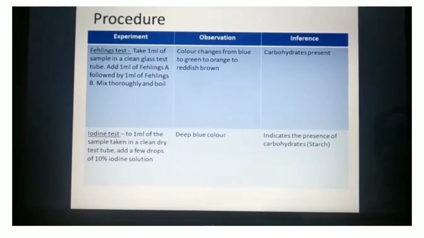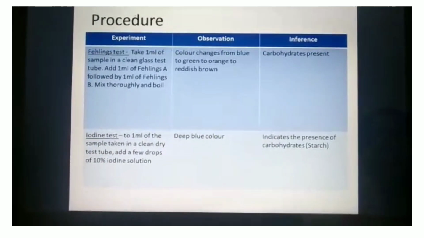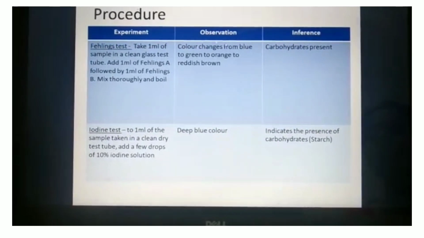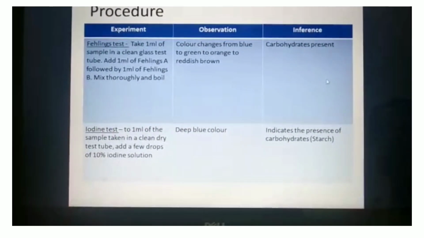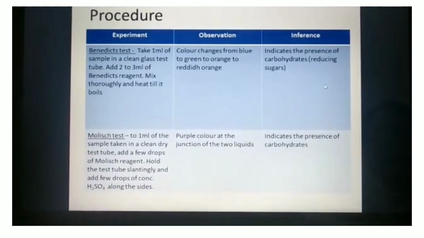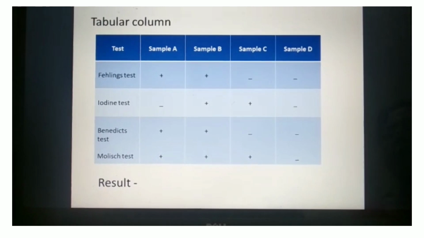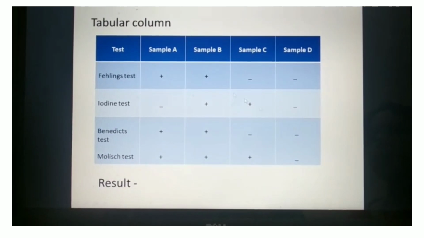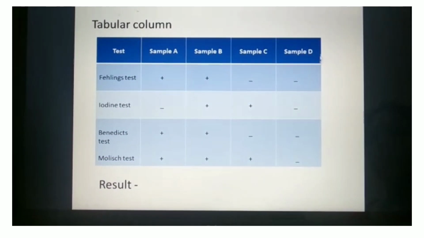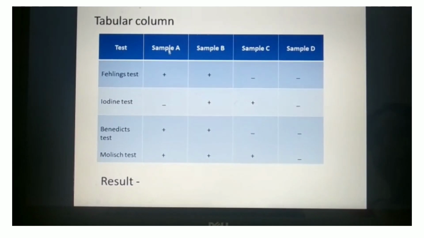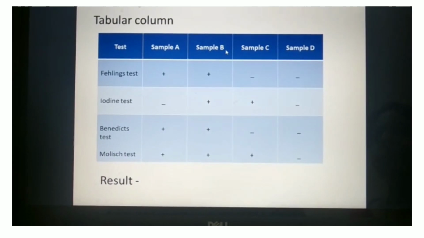Here I have given you the procedure of whatever tests we have done. This is how you have to write in the record: experiment, observation and inference, Fehling's test, iodine test, Benedict's test and Molisch test. After doing the test, you have to tabulate the results. This is a tabular column. On the left side, you have the 4 tests. Then how many samples are given?